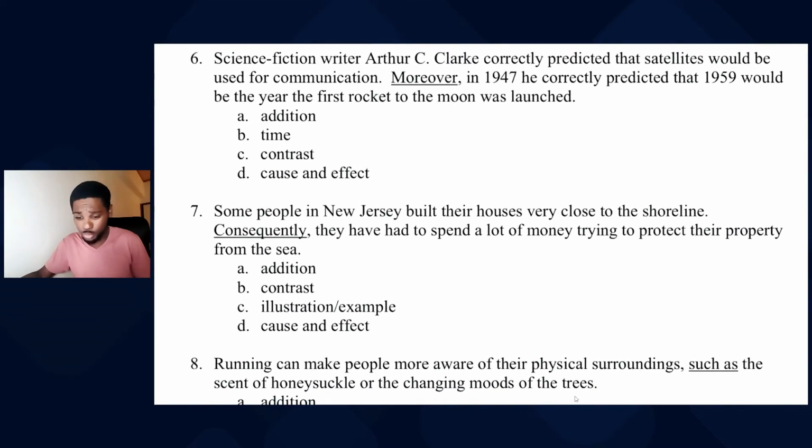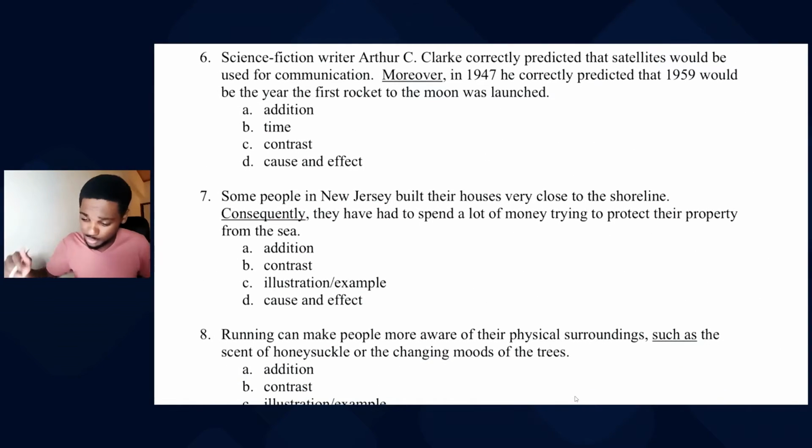Let's continue. We have 5 more. Science fiction writer, this person, correctly predicted that satellites would be used for communication. Moreover, in 1947, he correctly predicted that 1959 would be the year the first rocket to the moon was launched. So the moreover, what is it doing? We're at number 6. All right, I'm seeing some additions in the chat. Yeah, definitely. So he made one particular prediction, and we're adding that he made another prediction. So moreover is adding one idea to the next.